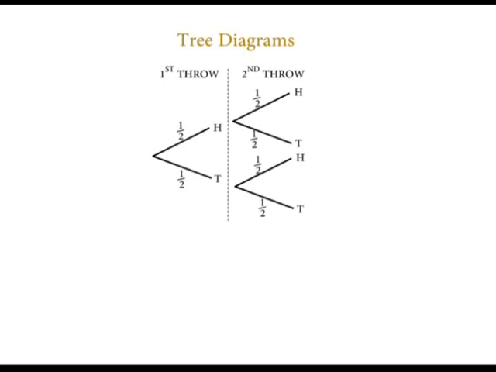The outcomes are written at the end of the branch, and their probabilities are written along the branch. The sum of the probabilities at any branch from the same point is 1 because they are mutually exclusive, no matter how many outcomes there are for one trial. This is the most important feature of the probability tree diagram.